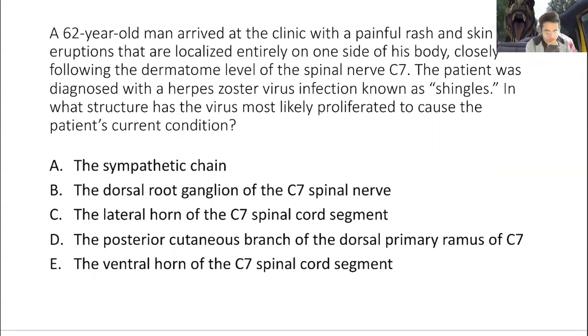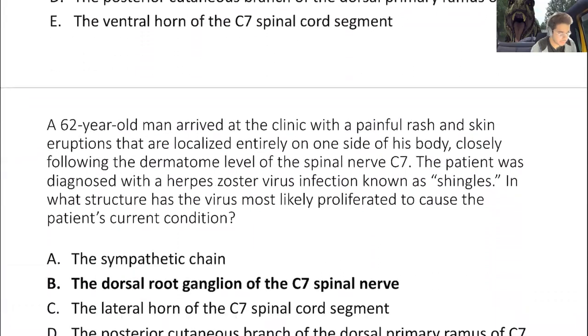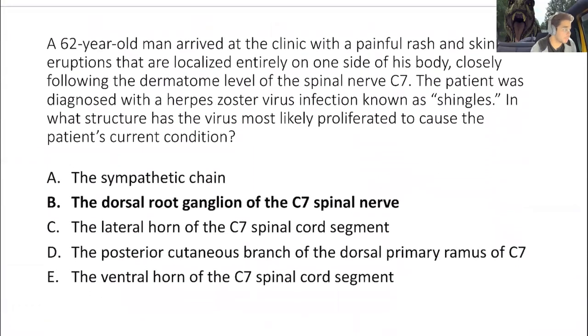Awesome, guys. You guys are killing it. So this is a classic case of shingles, right? It's a herpes zoster virus. You guys are going to cover this later on in terms of the actual way it infects and does its magic. But the answer is B. They love asking this question because herpes zoster viruses prefer to hang out in the dorsal root ganglion.